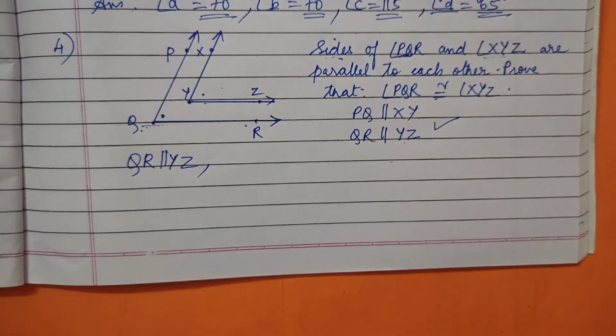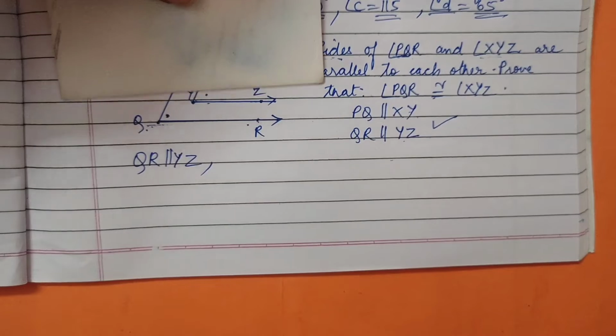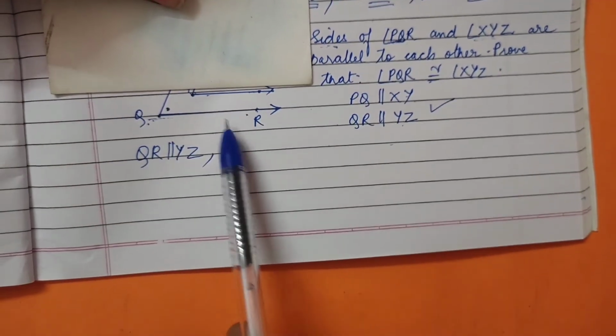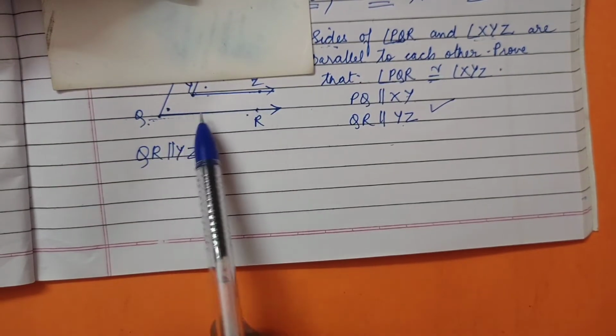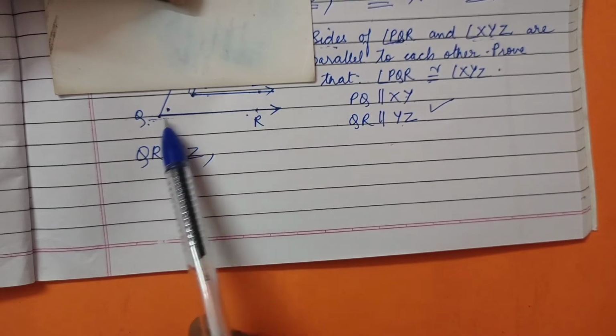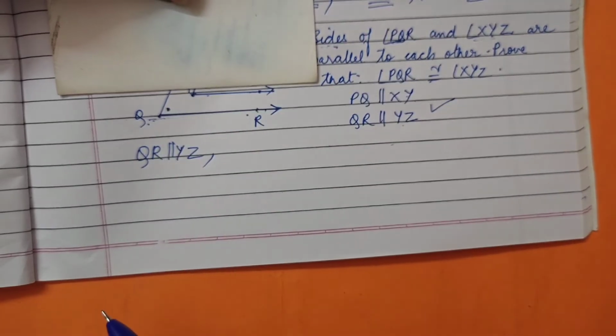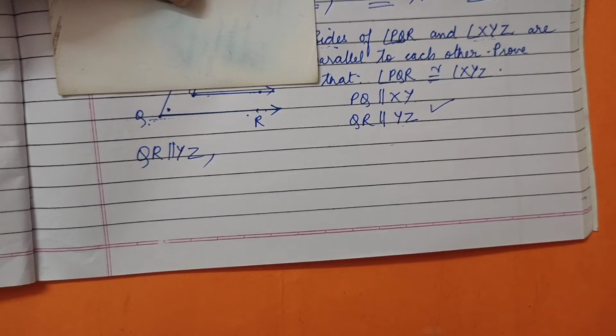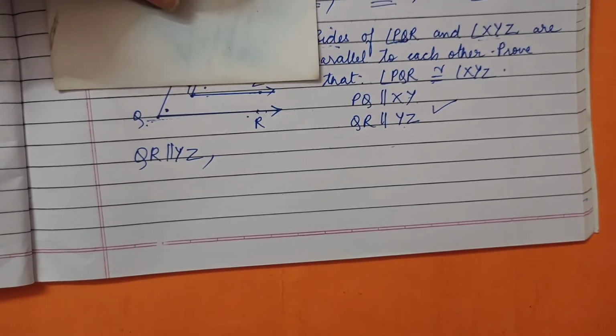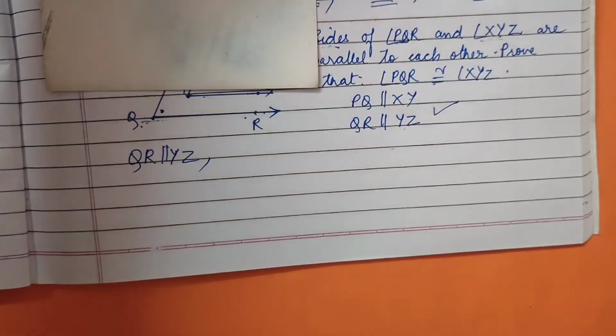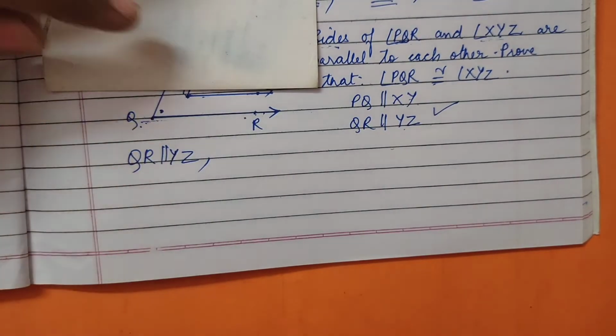See, QR is parallel to YZ. Forget all these other lines, just see only this: QR is parallel to YZ. Now, the line that is here is not a transversal meeting both of them. So what are we going to do? We are going to draw a construction so that we can proceed with the sum.